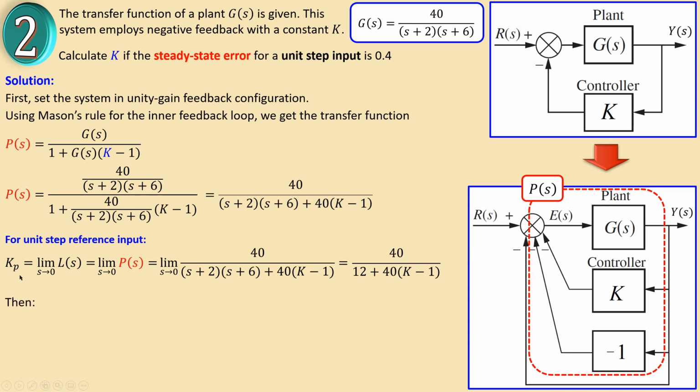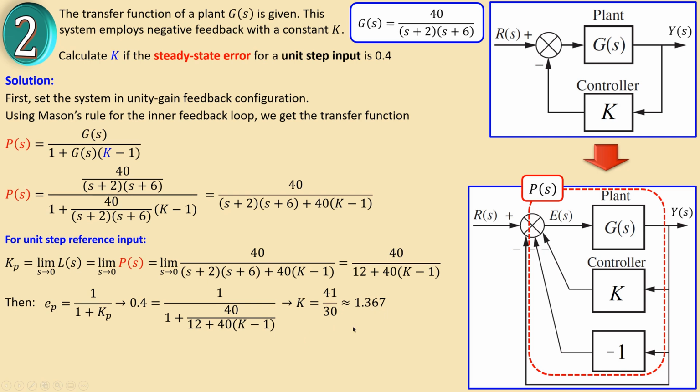Now what do I know for my error? I know the error is 1 over 1 plus Kp, because it's a unit step, I just have 1 here. Kp I know, which is an expression, so I can substitute that, and I also know the error, which is 0.4. So 0.4 is equal to 1 over 1 plus the Kp, which is this expression. You can see in this final form that there's only one unknown, which is the value of K. If I just calculate this, it will be 41 over 30, approximately 1.367. That's the required gain if you want an error of 0.4 for the unit step input.